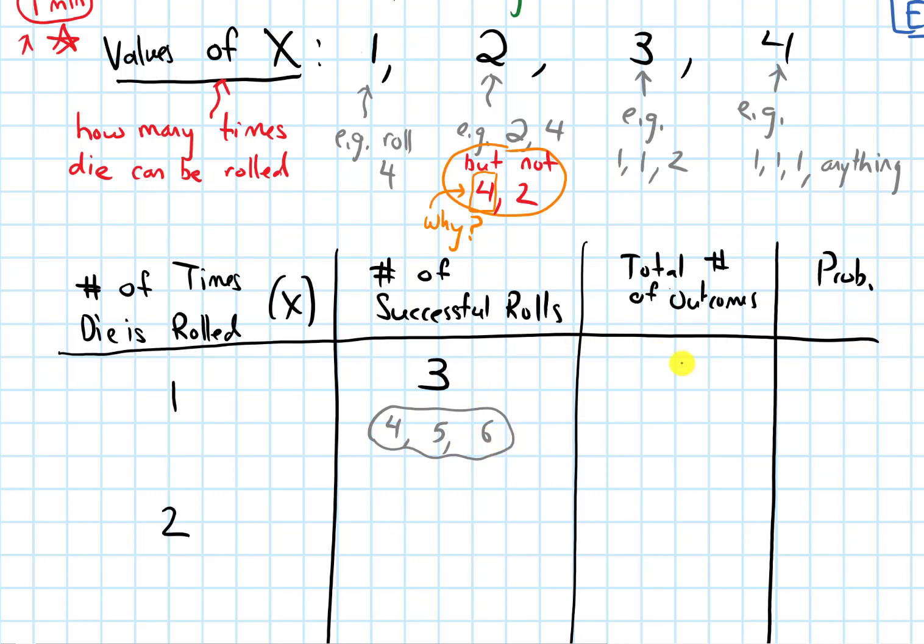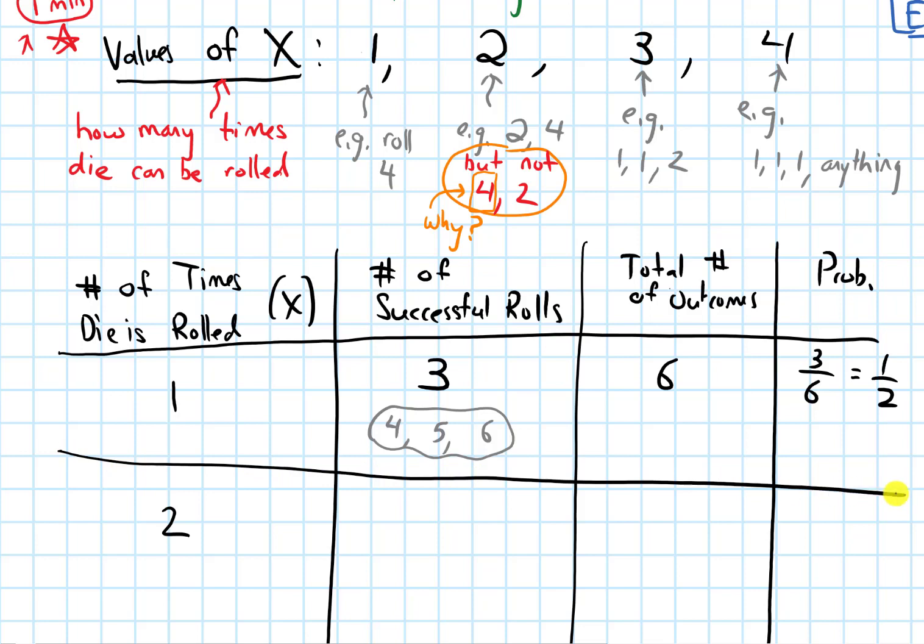Okay, how many total outcomes are there? If I've only rolled the die once, there's 6. I could have rolled any of the integers from 1 to 6. So my probability is 3 over 6, which simplifies to 1/2. So that is how many successful rolls I have if I only get to roll the die once. Now, I want you to pause the video, and for about 4 minutes, see if you can find the number of successes and total number of outcomes and the probability for 2 rolls. If you get done when x is 2, then move on to 3 and 4. Pause it and try that next row.